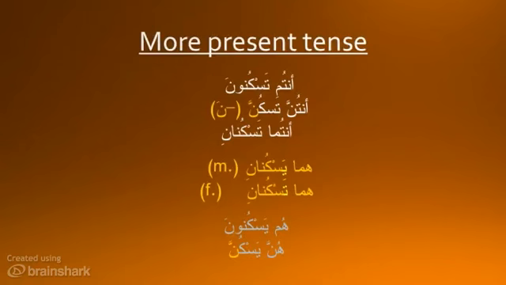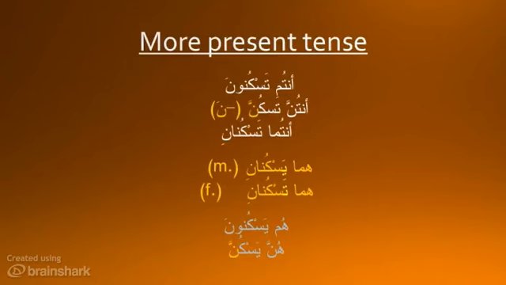Here are the rest of the conjugations for the present tense. First, the second person plural and dual. أنتم تسكنون. أنتن تسكن. The noon is doubled for أنتن because the last letter of the root is also noon. أنتما تسكنان.